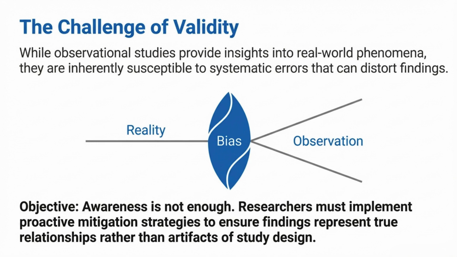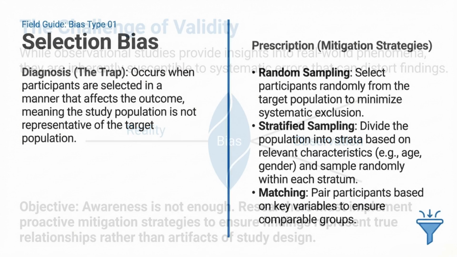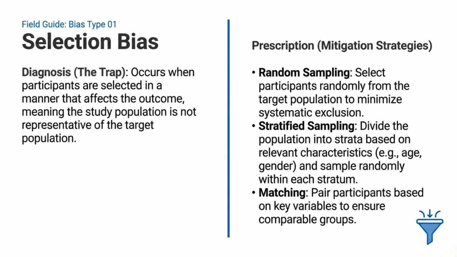The objective of this presentation, and your goal as researchers, is to realize that awareness is not enough. You cannot simply acknowledge bias exists. You must implement proactive mitigation strategies. We need to ensure that what we find represents true relationships, not just artifacts of a flawed study design. Let's open our field guide and look at the first trap, selection bias.